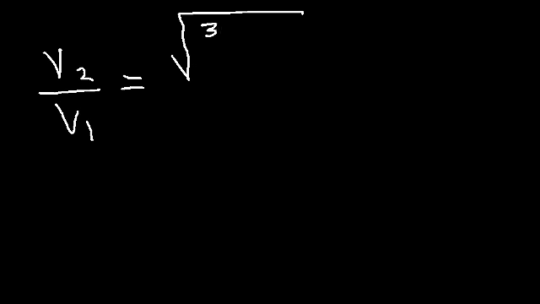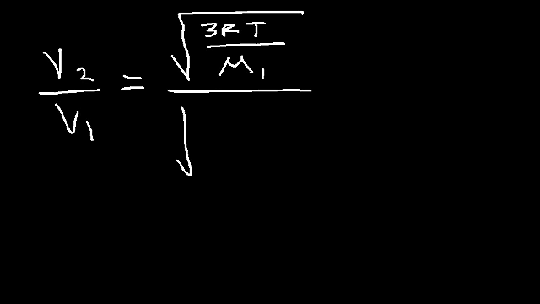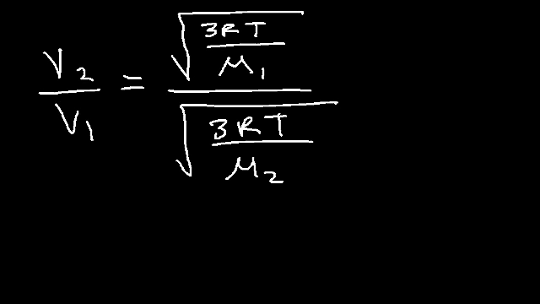Now, we need to talk about how to derive the equation for Graham's law of effusion. And it turns out that you can find it by using the root mean square velocity equation. So V2 over V1 is going to be equal to the square root of 3RT over M1. So let's assume that temperature is constant. The only thing that's changing is the molar mass, because Graham's law of effusion connects the rate of effusion to the molar mass of a gas. So assuming temperature is a constant, we can cancel it from the equation. We can also cancel 3R.